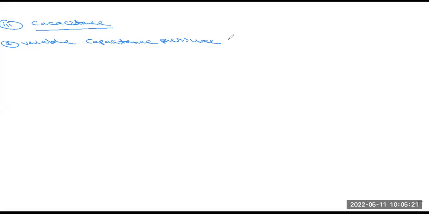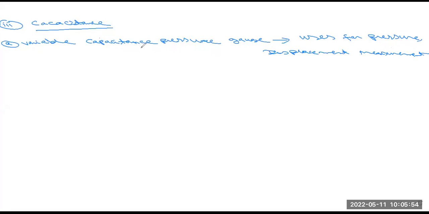That is the variable capacitance pressure gauge. You can easily say what it is used for: pressure, displacement, etc. measurement. So what is the property of this variable capacitance pressure gauge? It uses the property of the variation of the capacitance due to the variation of the distance between the two plates. So you can easily change the capacitor value and easily measure pressure as well as displacement.